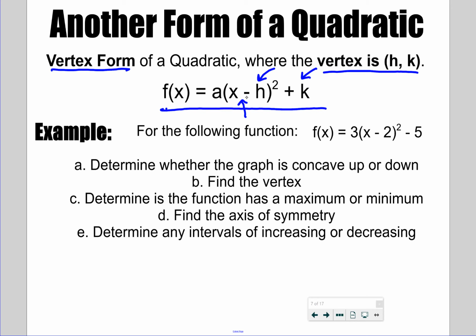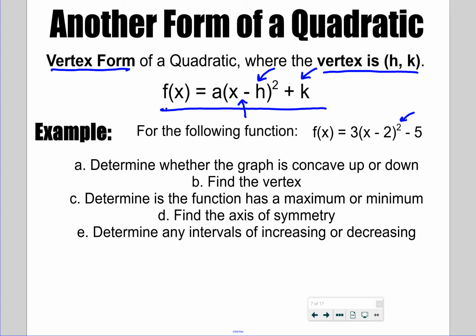So let's look at an example here. We have the function f of x equals 3 times the quantity x minus 2 squared minus 5. Again, that squared here is telling me that if you were to FOIL this out, for example, your highest power or your degree would be 2, and that's what makes it a quadratic. We want to determine if there is a concave up or concave down for this parabola. We want to determine if there's a min or a max, vertex, axis of symmetry, and increasing or decreasing. So again, a lot of the same things that we have answered previously already, just with the other form.